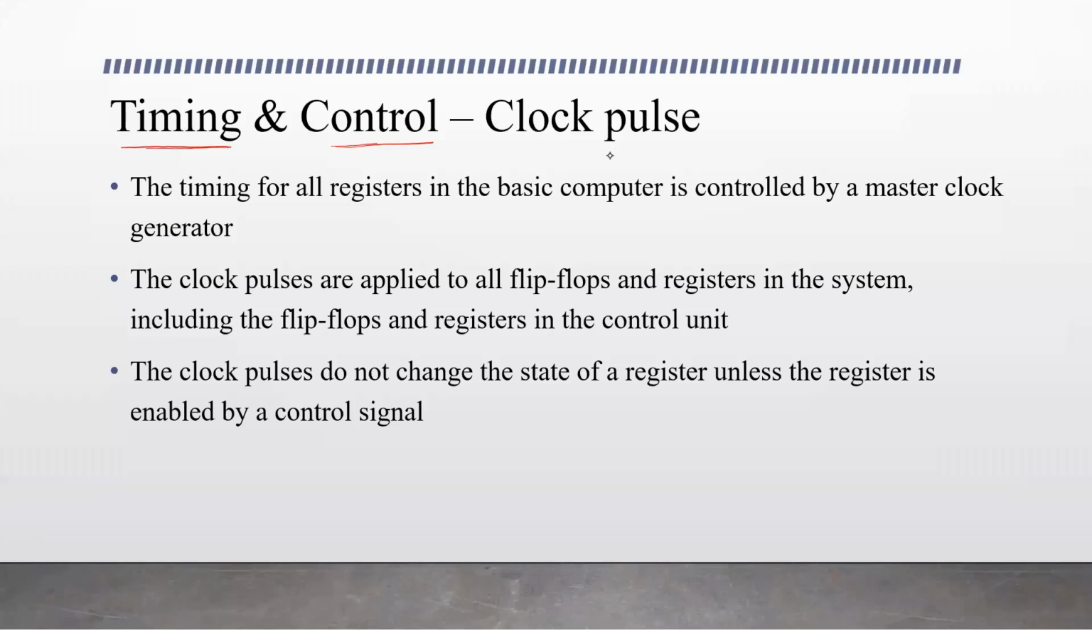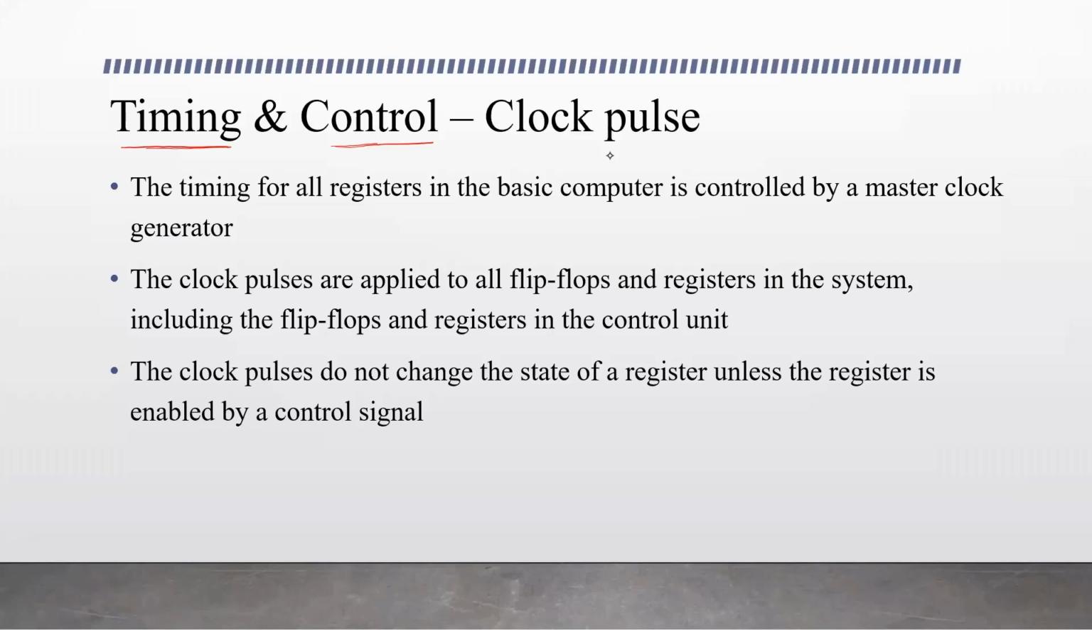So how is it done? The clock pulses are applied to all the registers and flip-flops in the system, and this determines the timing of the operations performed on the registers. But the clock pulse does not change the state of the register unless it is enabled by a control signal. The control has to be enabled by the control input.